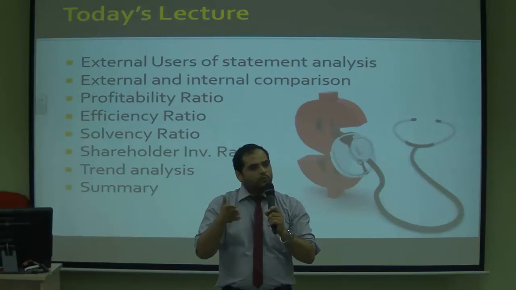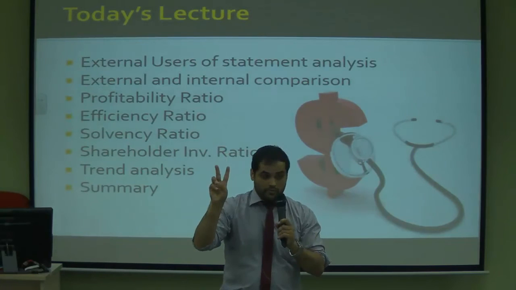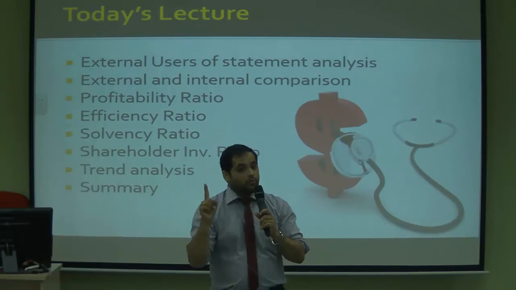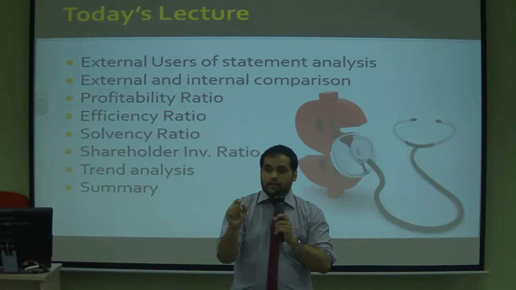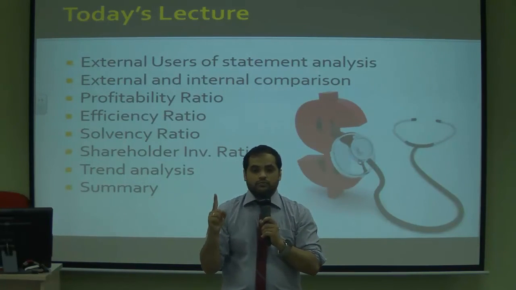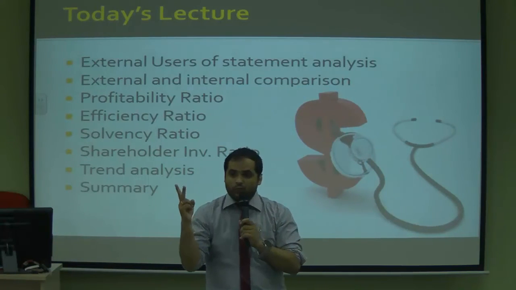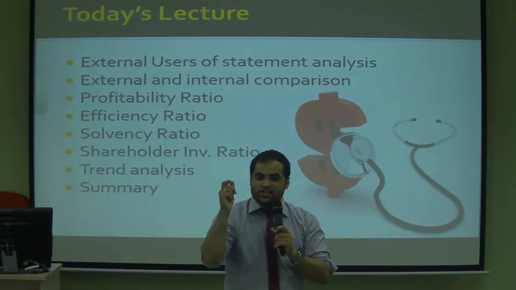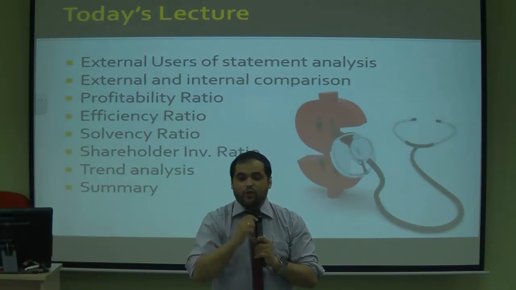Now, what is the main objective of a company? Two objectives of a company. Always remember. Objective number one: maximize company profit. Profit maximization. And the second one is shareholders' wealth. Increase the wealth of shareholders.